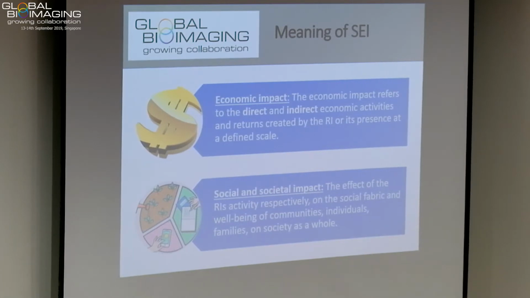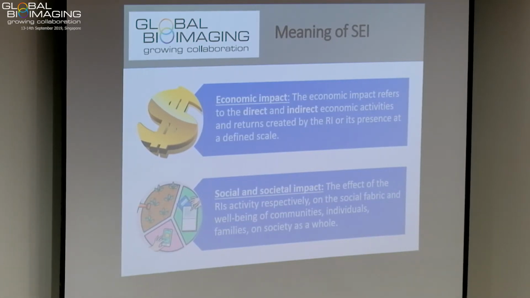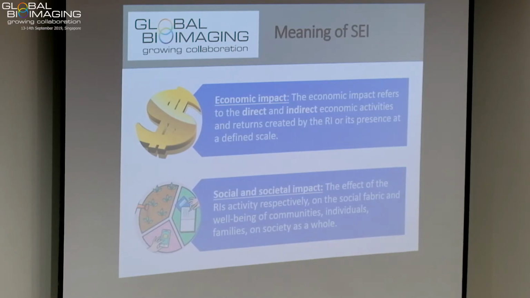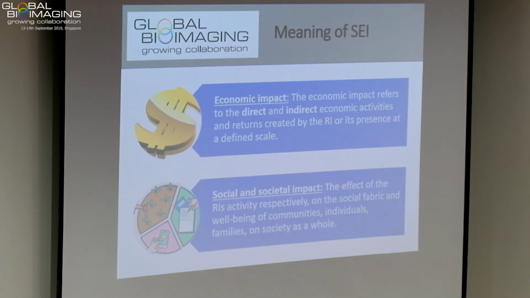So we have basically the 2 sort of metrics. We have the economic impact, so the direct or indirect economic activities and returns that can be created by the infrastructure. And then we have the social or societal impact, the effect of the activities on the social fabric, well-being of communities, individuals, and society as a whole.